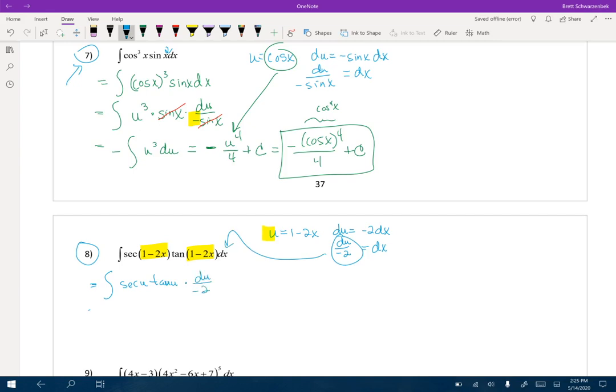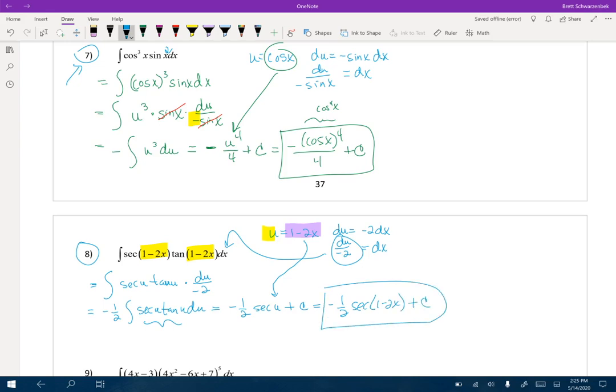So be careful here, this negative 2 is in the denominator, so when we move it out as a constant, it's going to be negative 1/2 secant u tangent u. The du stays put, and therefore we should easily be able to find the antiderivative of this, which is just secant u plus c. Then we have to take our 1 minus 2x, throw it right back in for u, and get negative 1/2 secant 1 minus 2x plus c, and that is our antiderivative.